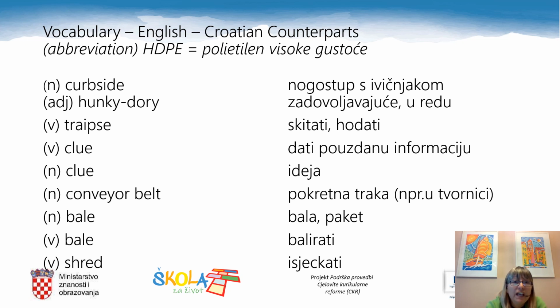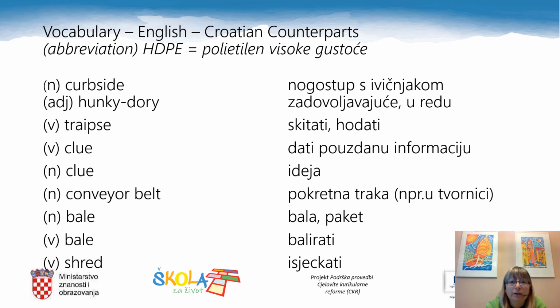So, abbreviation stands for kratica, N stands for noun, imenica, adjective stands for pridjev, and verb stands for glagol. So, the first one is abbreviation HDPE, and you can see the Croatian word polyethylene visoke gustoće. Actually, polyethylene is the same as plastika.